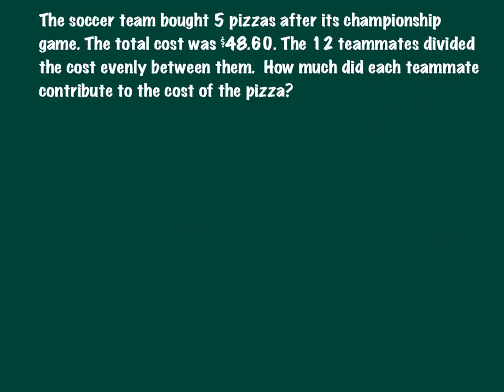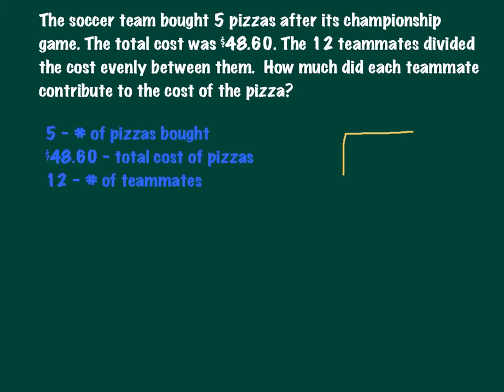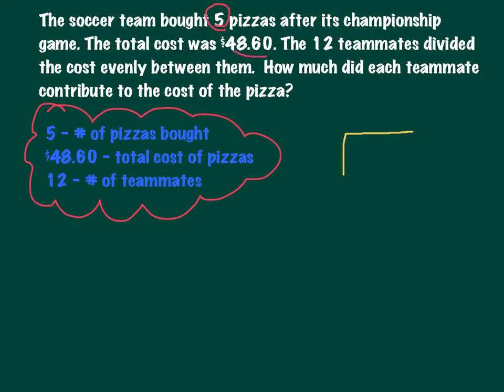Here's another problem for you to work. So pause the video, work the problem, then come back and check your answer. Okay, step 1 is to pull out your numbers. So our first number was 5. The 5 represented the number of pizzas bought. The next number is $48.60, and that represents the total cost of pizzas.